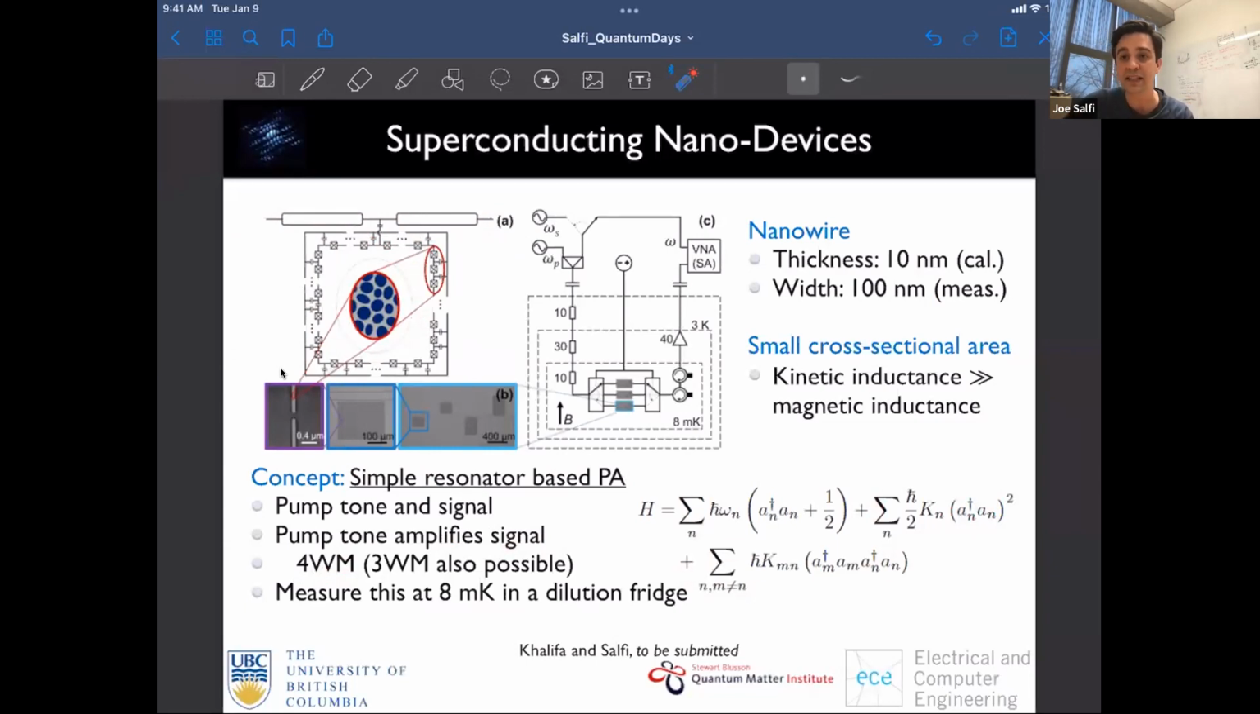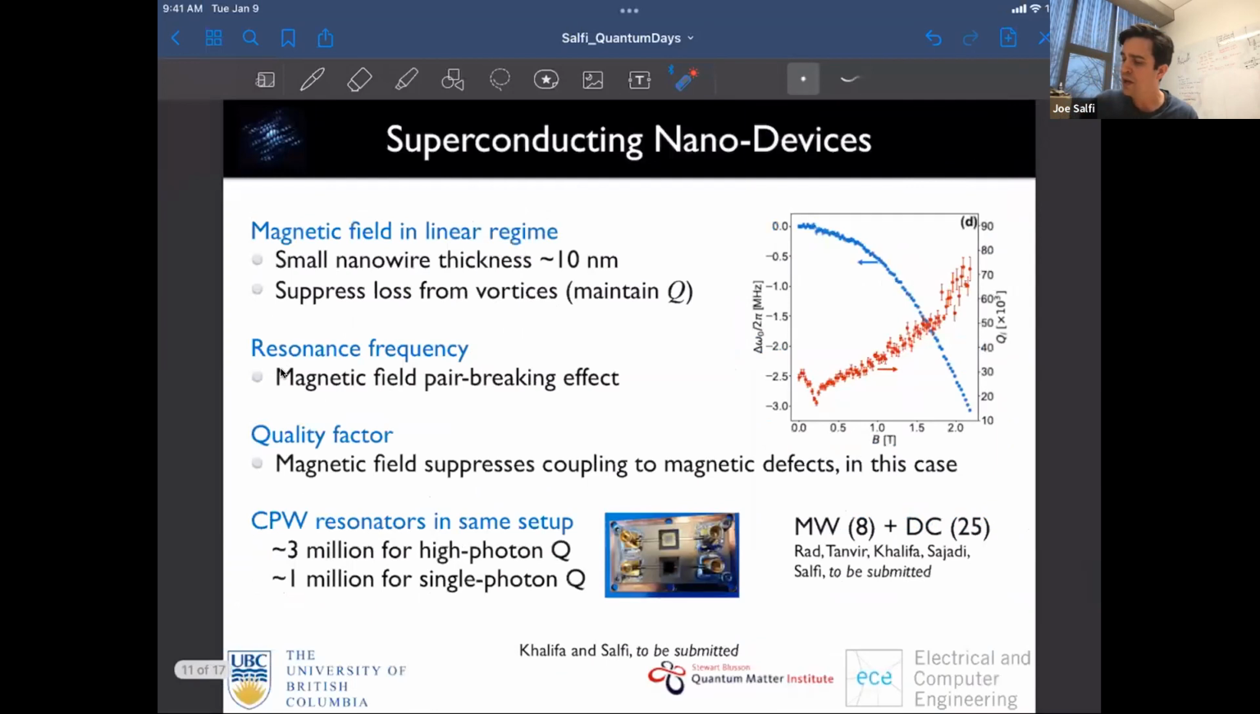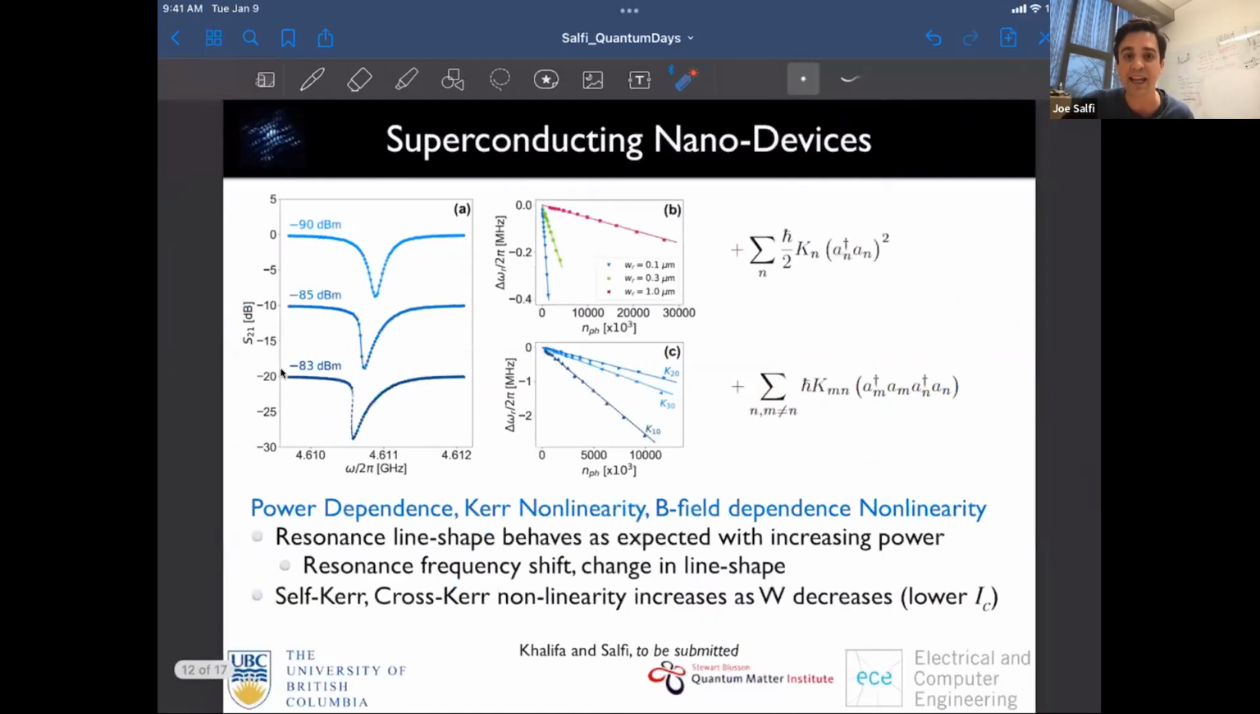The key thing here is that this is a nano device. It has a nanoscale cross section, a small thickness, 10 nanometer and 100 nanometer width. This makes the kinetic inductance dominate the magnetic inductance and allows this nonlinearity to be very effective. And we measure this at 8 millikelvin in a dilution fridge. I'm going to skip through this slide, which is basically saying what's happening with our basic device properties.